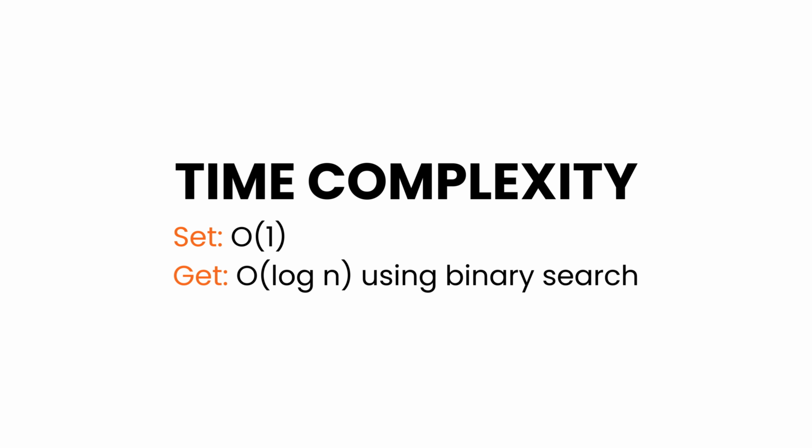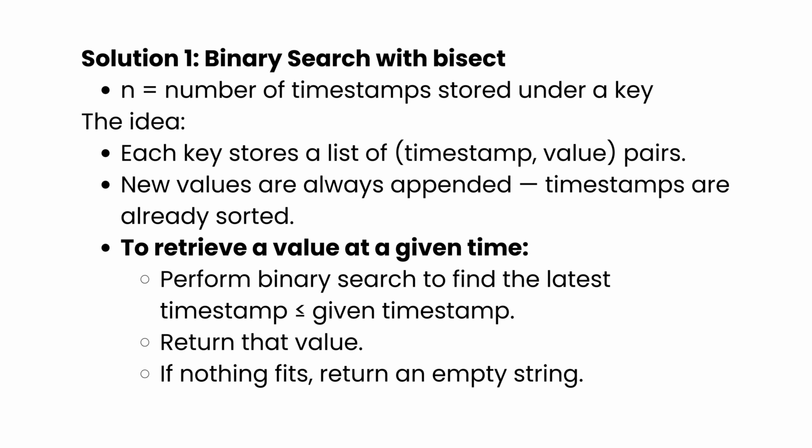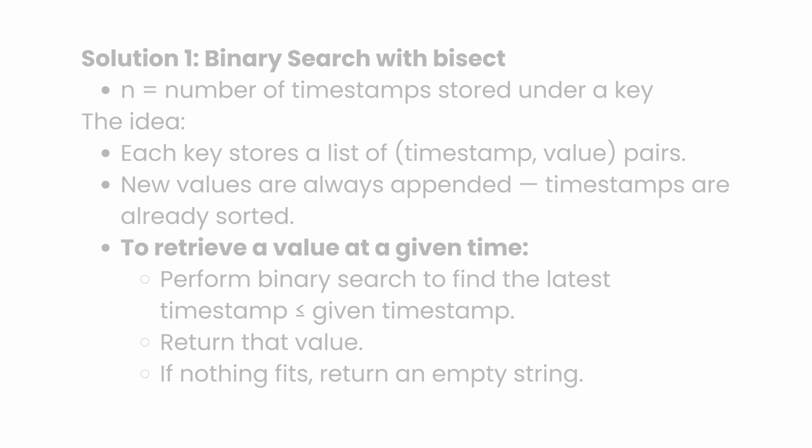If none, return an empty string. Time complexity for this approach is O(1) for setting values and O(log n) for getting values using binary search. We only append values when setting, and when retrieving, we use binary search on a sorted list of timestamps. We use a method called binary search with bisect. Each key stores a list of timestamp value pairs. New values are always appended, so timestamps remain sorted. To retrieve a value at a given timestamp, we perform binary search to find the latest timestamp that is less than or equal to the given timestamp. If such a timestamp exists, we return its value. Otherwise, we return an empty string. This approach is quick, efficient, and perfect for a time travel dictionary.